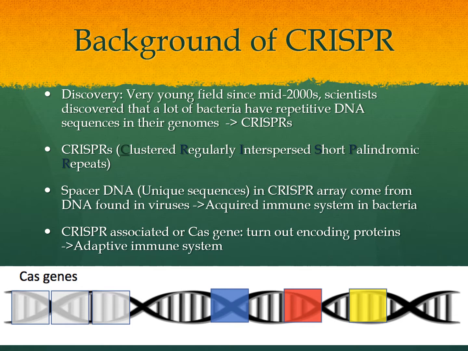The CRISPR-Cas9 system is still relatively new in science, having only been around since the mid-2000s. It was discovered when scientists realized that many bacteria have repetitive DNA sequences in their genomes, which later became known as clustered, regularly interspersed, short palindromic repeats, or, put more simply, CRISPRs. These repeats are indicated on the image below by the black, unhighlighted portions of the DNA that I'm going to circle right now.